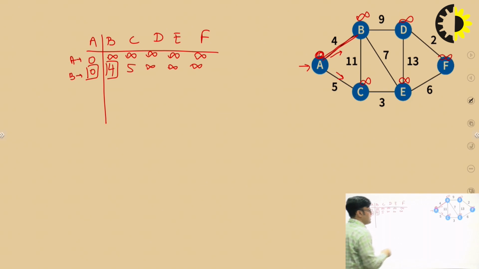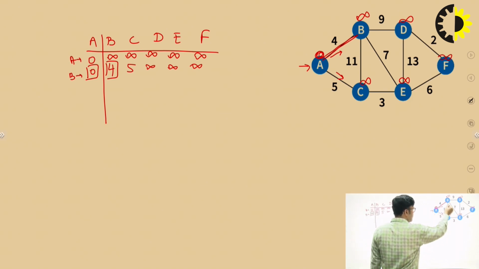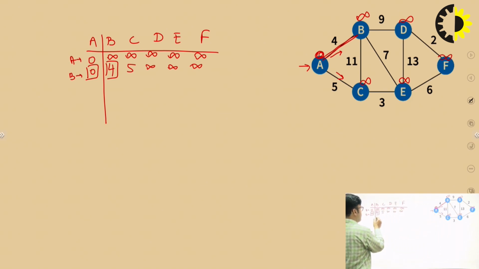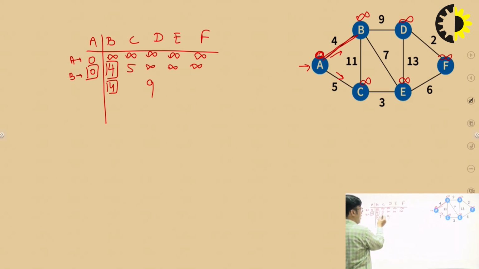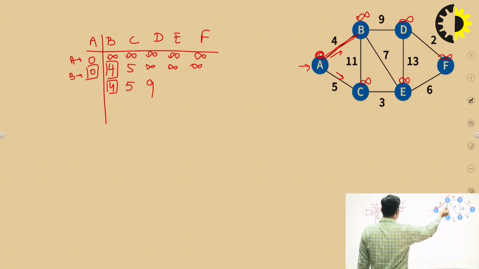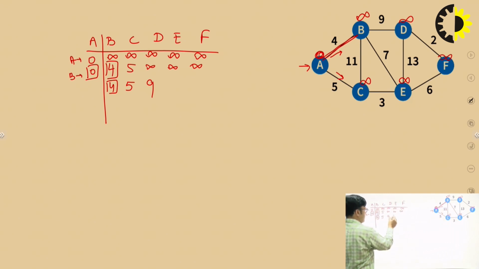Now from B there are three options that I can explore. B to D, which I have not yet visited; the weight is 9, so I write 9 here. B to C, the weight is 11. Already we have the minimum 5, so we will not write 11 here. We write 5 because we already have a better option, so we will not go from B to C. Now B to E, yes, 7.